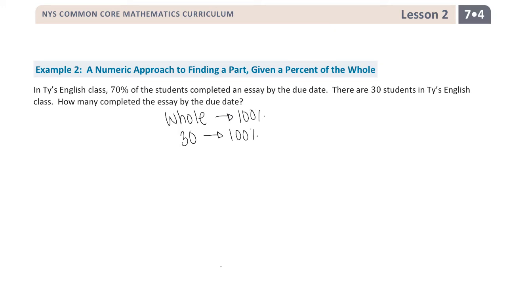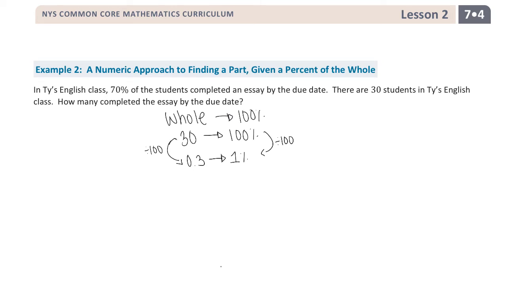Now, to find out how much of a student is equal to 1%, I'm going to divide by 100. So I'm going to divide by 100 here and divide by 100 here. Now, 30 divided by 100 is going to give us 0.3, which is 3/10. And when we divide 100 by 100, it is going to give us 1. So now we're left with 1%. So again, like in our last problem, 3/10 of a student is equal to 1%.